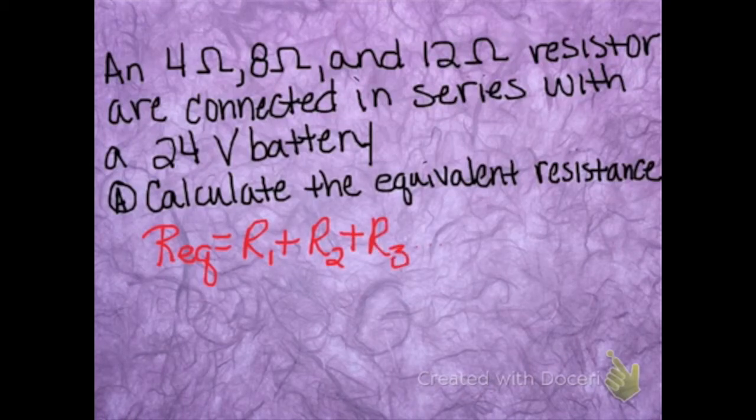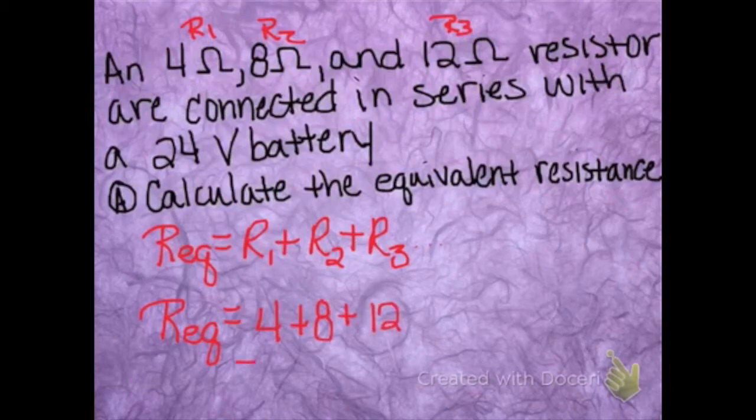So to find our Req, call this R1, R2, R3. So it'd be 4 plus 8 plus 12, which is going to equal 24. So our equivalent resistance is 24 ohms.